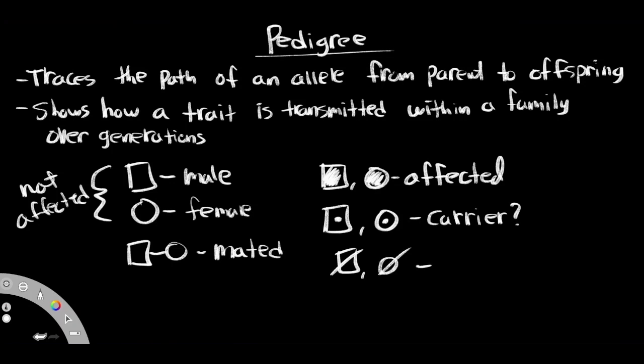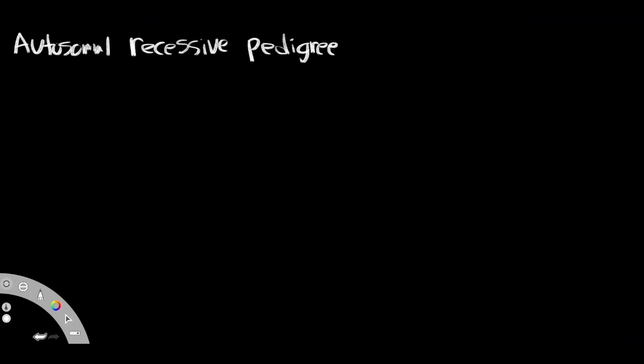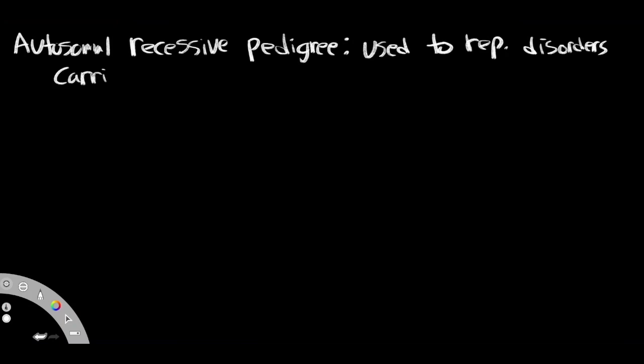A slash in between is representative of death. There are other symbols, but these are the only ones that you are likely going to be witnessing throughout this course. An autosomal recessive pedigree is used to represent disorders that are carried by the autosomes. Remember, autosomes are the body cells. So that is what this is indicative of.